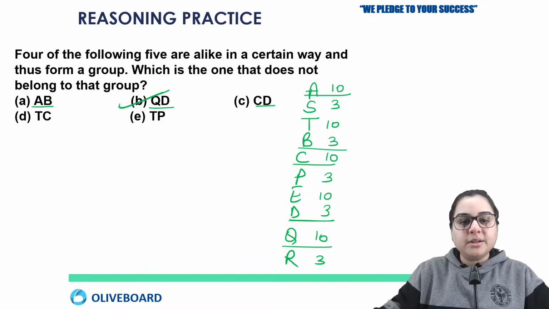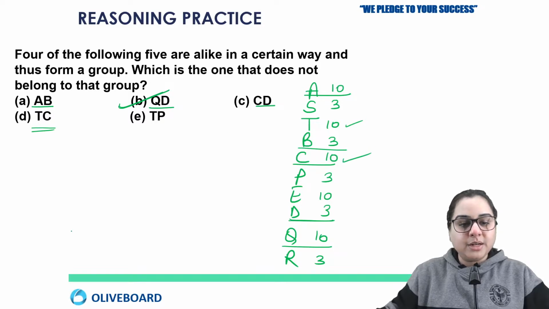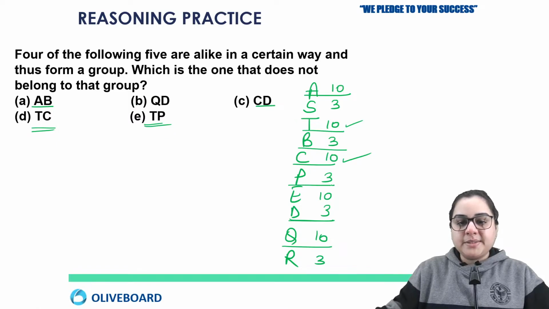So with this only we understand that it is option number B, because the pattern is same for A and C. But let's check all other options. T seminar is at 10 and C seminar is also 10. Okay, so now here the game changes. It is not option number B. Okay, so next is TP. T seminar is at 10 and P seminar is at 3.